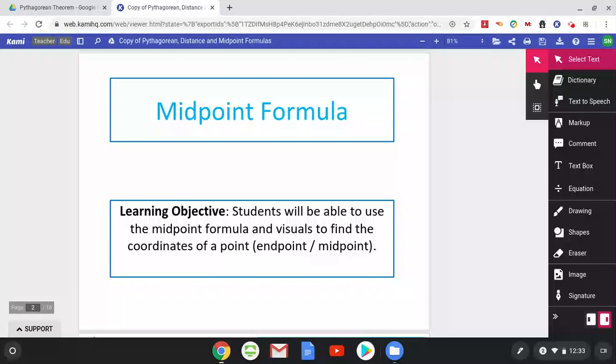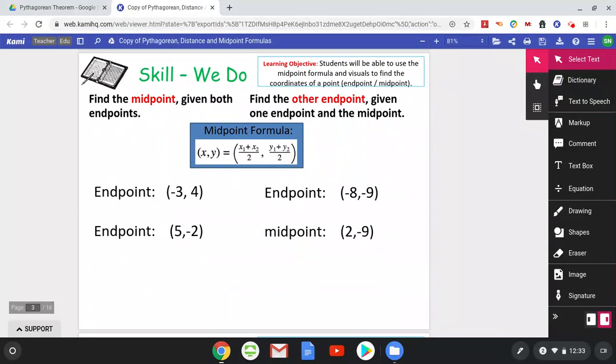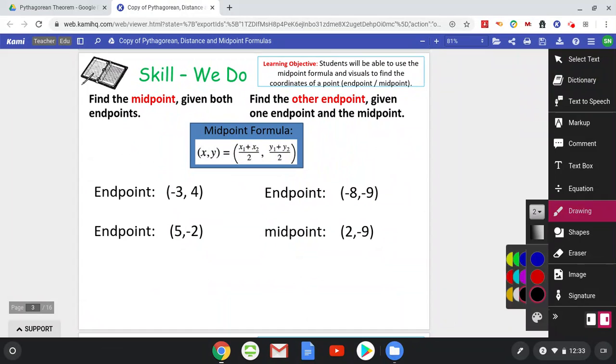Hello, in this video you will learn how to solve problems involving the midpoint. So we have two types of problems. The one on the left, you're given two endpoints. That means that there's a point, there's another point, and you're trying to find the midpoint. The midpoint would be the point right in the middle. So we're trying to find the point in red.